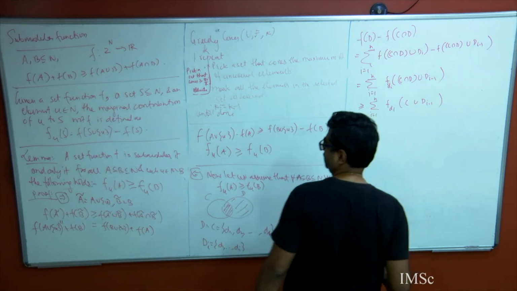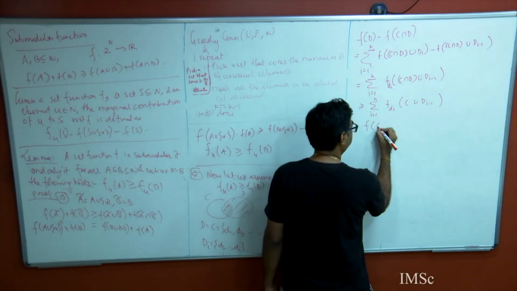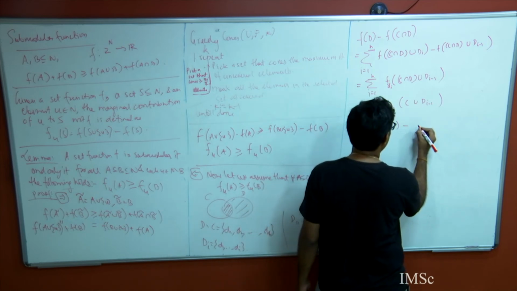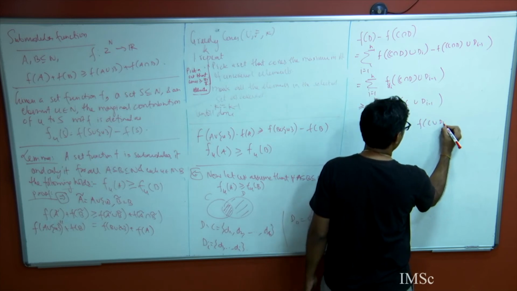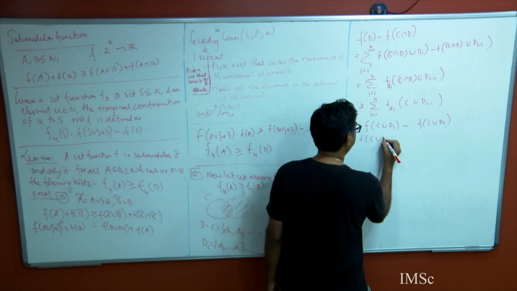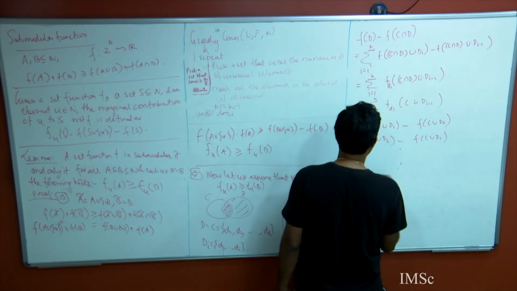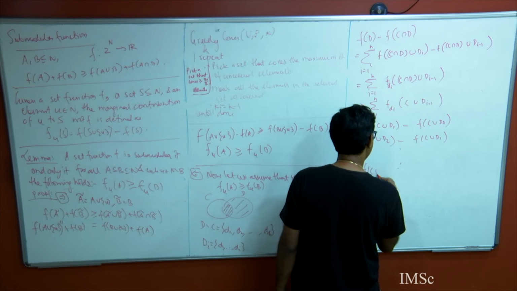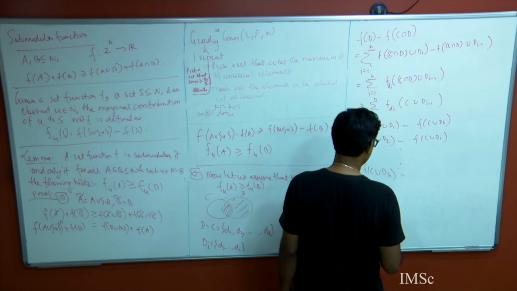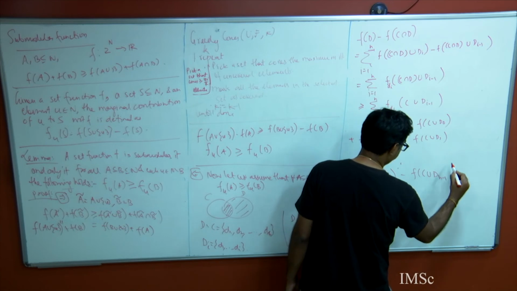So if I write down the definition of this, this is going to be f of C union D1 minus f of C union D0, plus f of C union D2 minus f of C union D1, dot dot dot, plus f of C union DH minus f of C union DH minus 1. Do you agree?